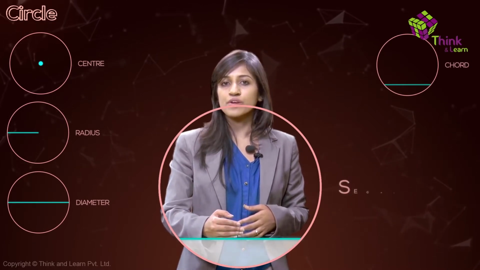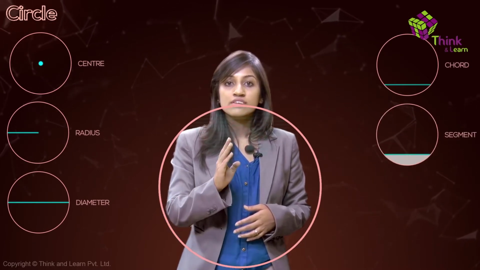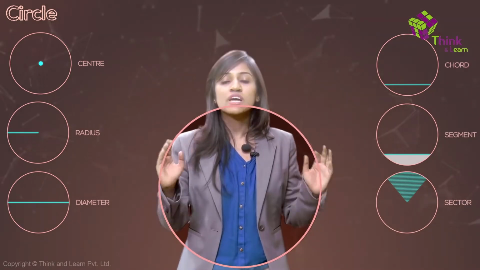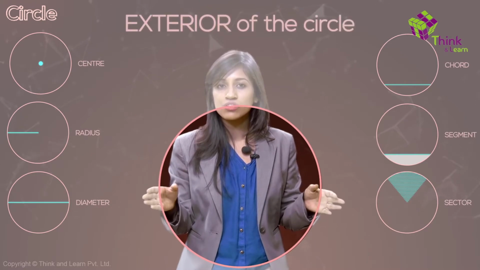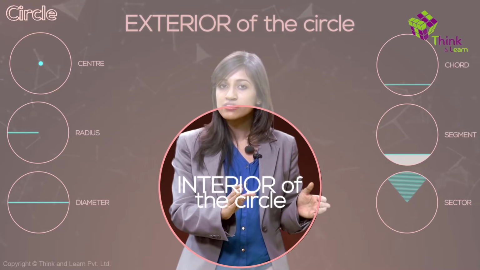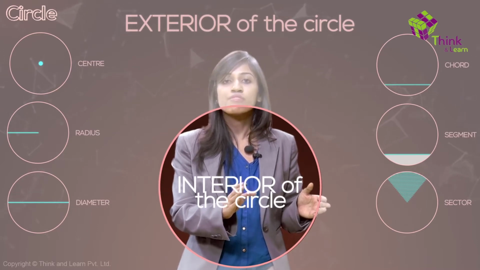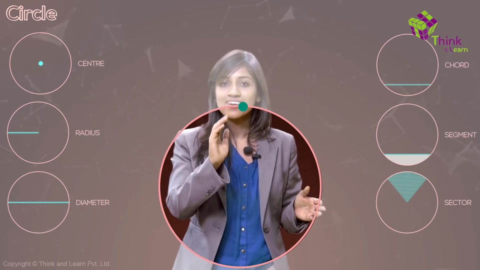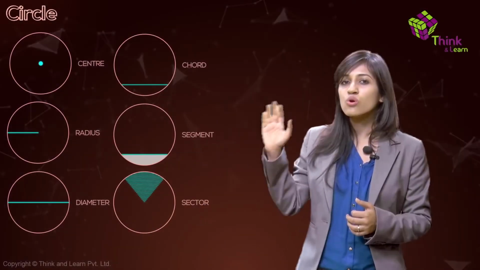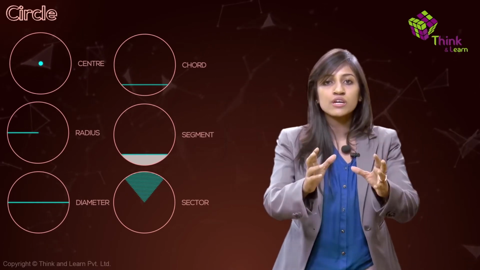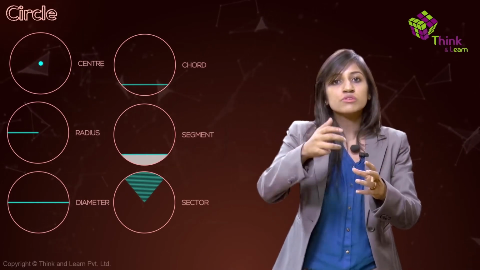This region is a segment, right? This is a sector. Whatever is outside the circle is the exterior of the circle because it's outside. And this is the interior because it's inside. And finally, this is the circumference. Take a look over here. All the parts are named. Pause the frame. Take your time to digest all the different parts of the circle.